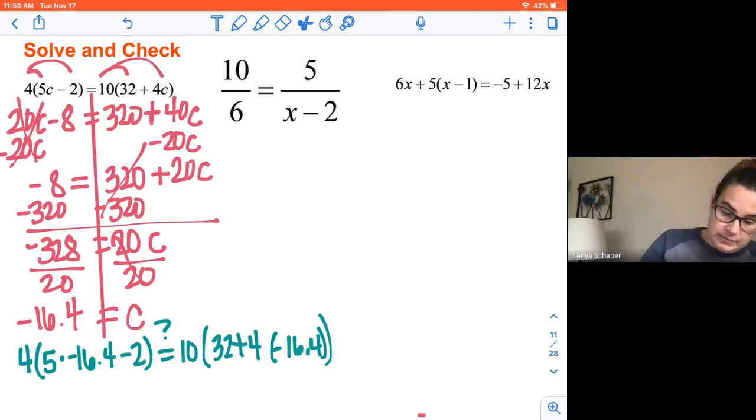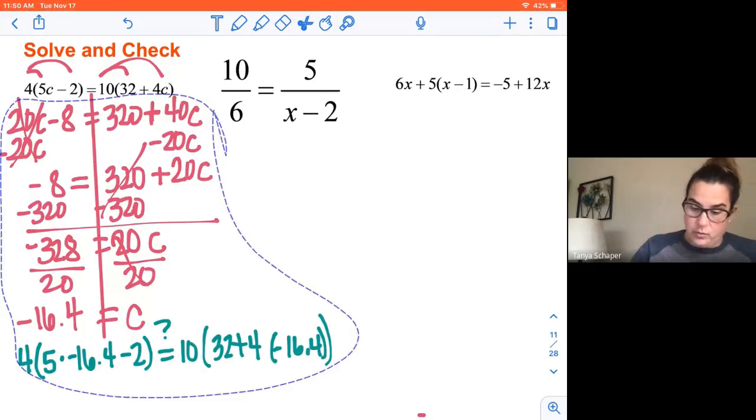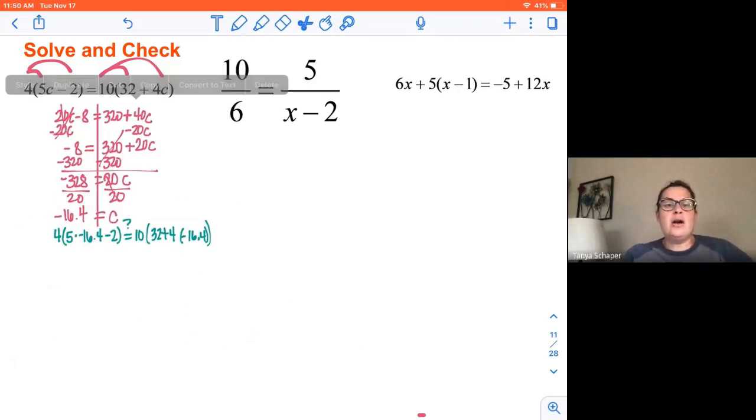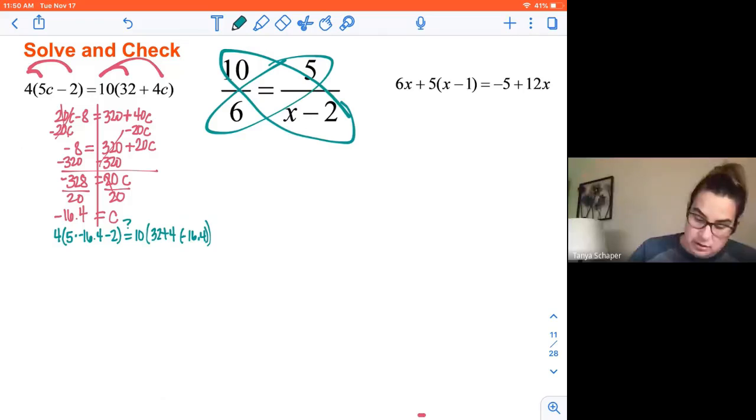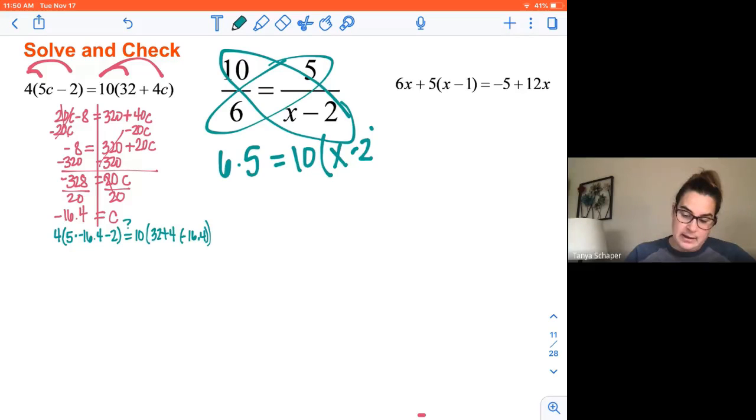Okay, so I'm going to clean this up a little bit, shrink it, so I've got somewhere to work with my next one. All right, we're going to bring in some cross products here. Again, we're going to multiply the diagonals and set them equal to each other. So 6 times 5 is equal to 10 times the quantity x minus 2. So 30 is equal to 10x minus 20.